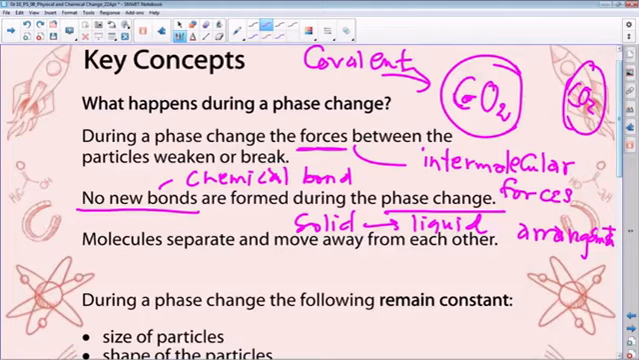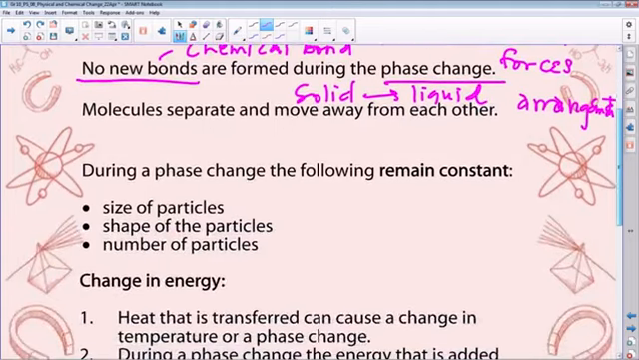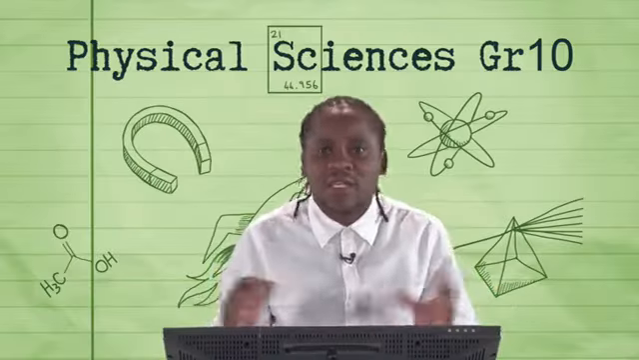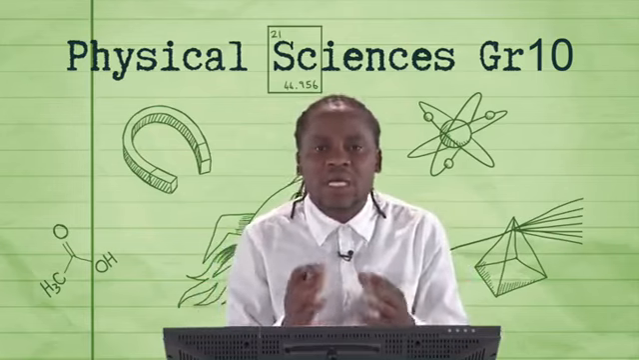Right. Now, it's also very important for us to understand that molecules separate and move away from each other, as we have indicated there. During the phase change, that which remains constant is basically that aspect of the substance or matter that does not change. So when we say something remains constant, it means it's undisturbed, it doesn't change at all. Let's briefly look at what exactly does remain constant as far as a physical change is concerned.